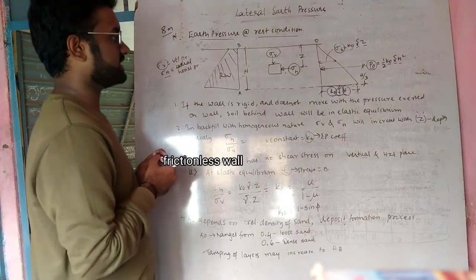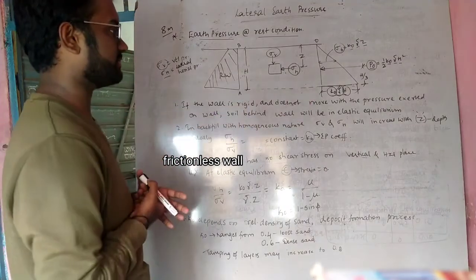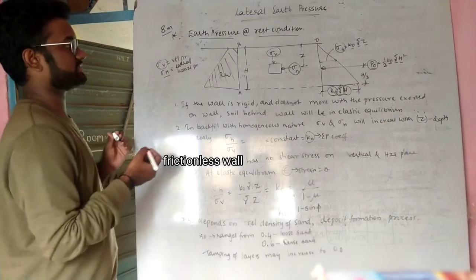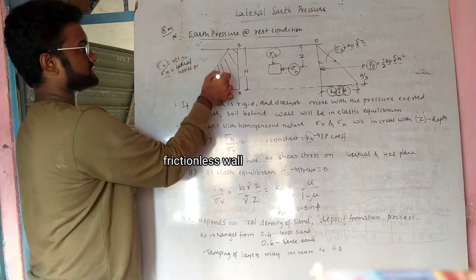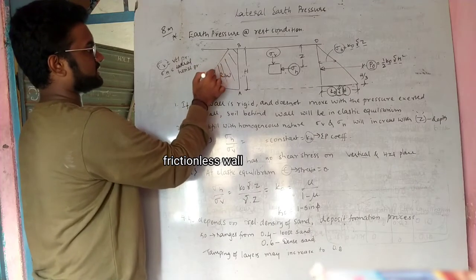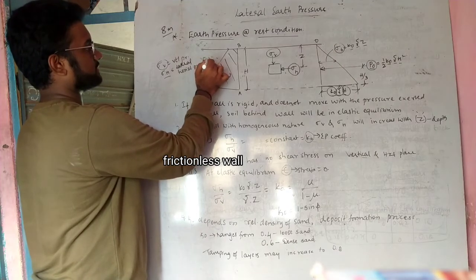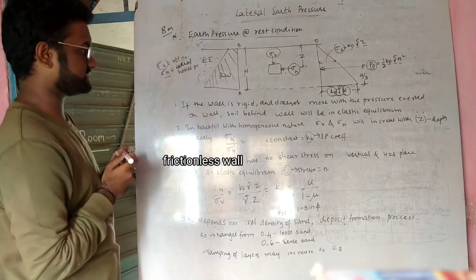If the wall is rigid and does not move with respect to the pressure exerted on the wall, the soil behind the wall will be in elastic equilibrium. So if this is the retaining wall, whatever soil mass is here is in elastic equilibrium. This is what the first point says.